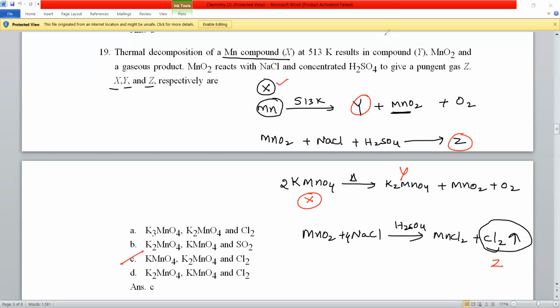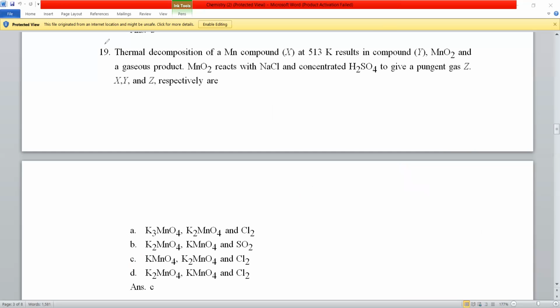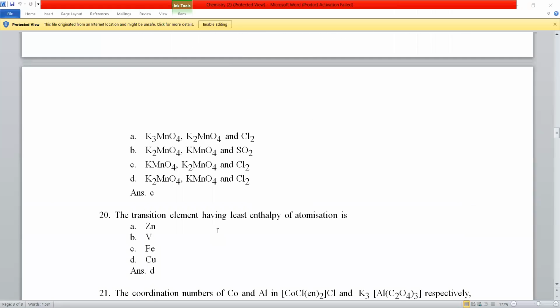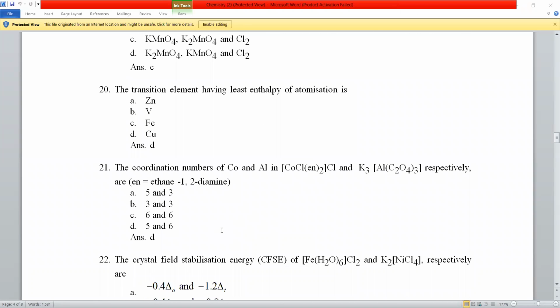T black also they have included. Next question number 20. The transition element having the least enthalpy of atomization. We know very well, left to right in the 3d series, they have given all the 3d series left to right. What will happen? The number of unpaired electrons decreases.